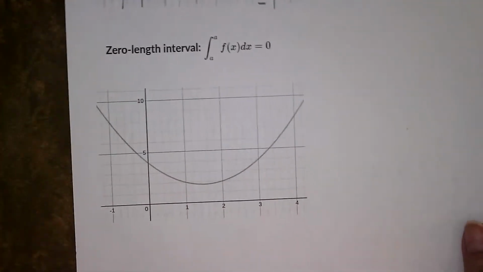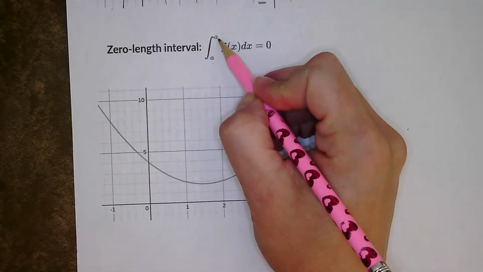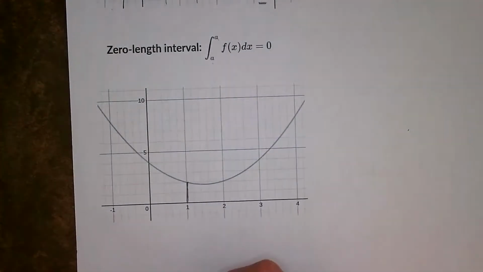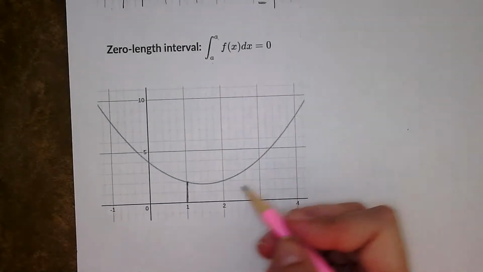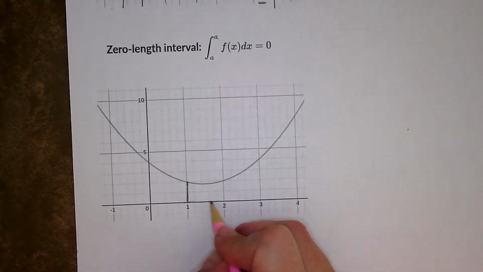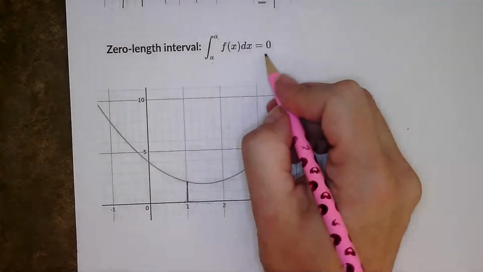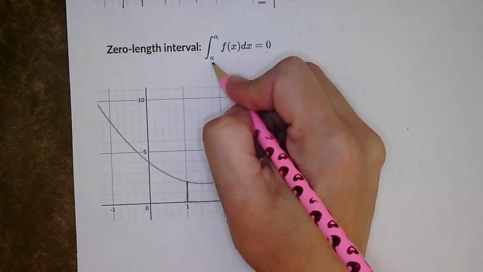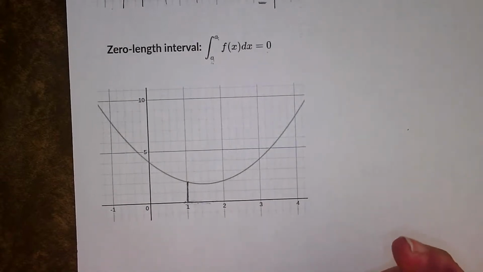Okay, so the next property is the zero length integral. It's saying start at A and stop at A. So I'm just going to pick the value of 1. If I start at 1 and stop at 1, I don't have a rectangle. There's no base, there's no width, there's nothing here for my rectangle. So the value is 0 when you start and stop at the same left and right bound, because you have no area to take up. You haven't gone to the right or to the left at all.